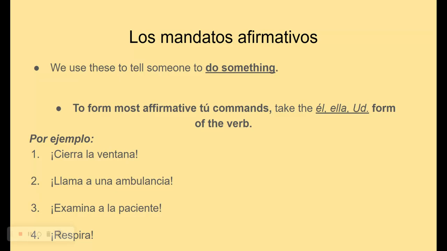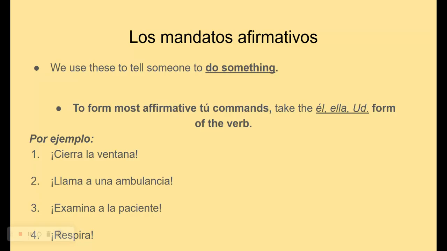Now, to form most of these affirmative commands, you're going to use the él, ella, usted form of the verb in the present tense. So, for example, we have cierra la ventana, close the window. Llama a una ambulancia, call an ambulance. Examina a la paciente, examine the patient. And respira, which is breathe. And these are all telling one other individual, likely someone who's a friend, family member, etc., to do something.